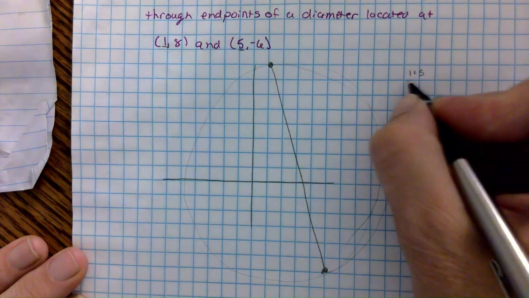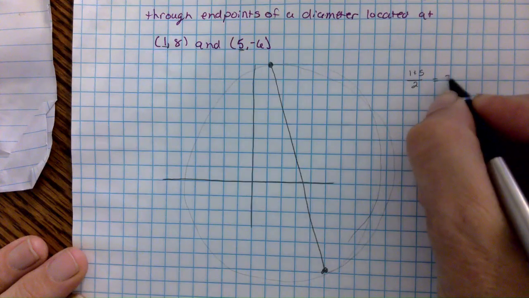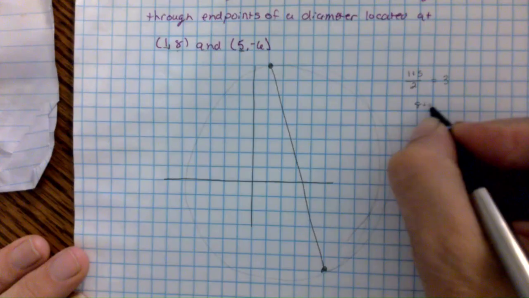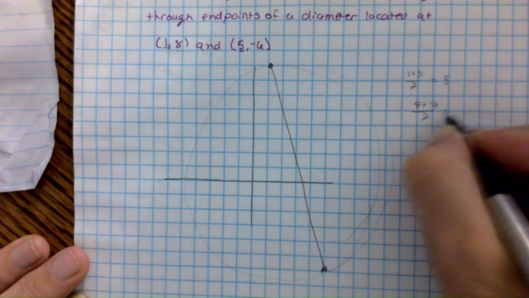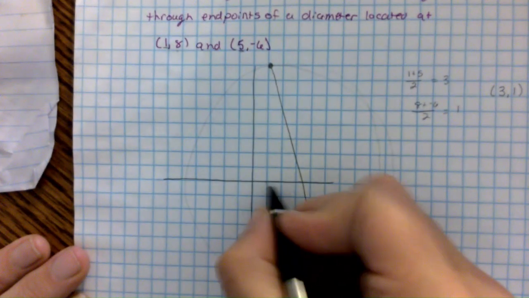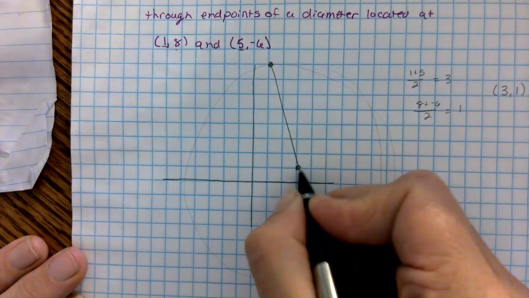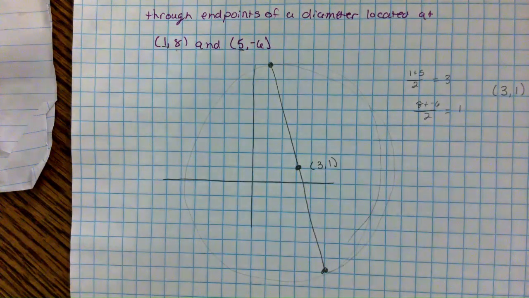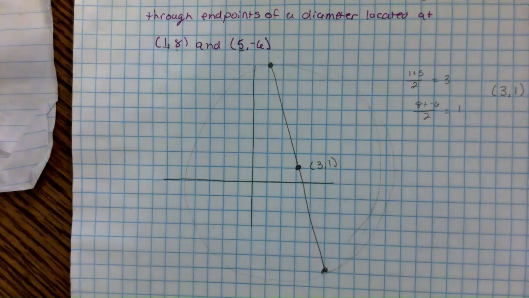1 plus 5 divided by 2, that would be 3. And what's halfway between 8 and negative 6? So 8 plus negative 6 divided by 2 is 1. So our midpoint's at 3, 1. So hopefully I freehanded well. 1, 2, 3. Hey, not too bad. There's our center. So our circle is not centered at 0, 0. It's centered at 3, 1.